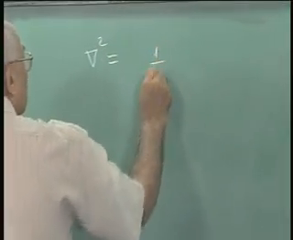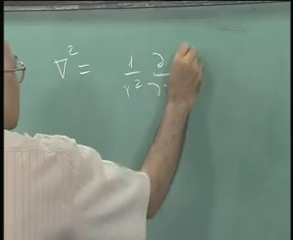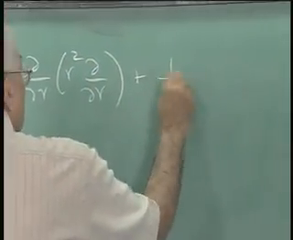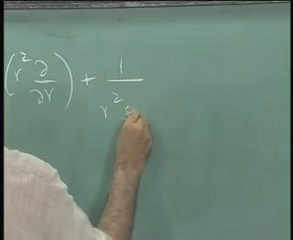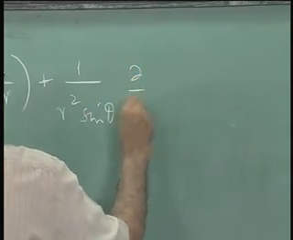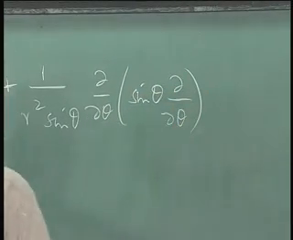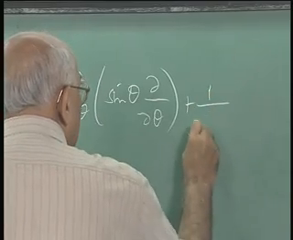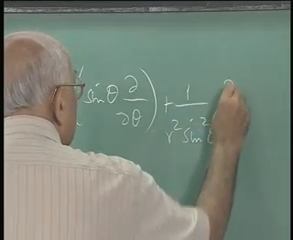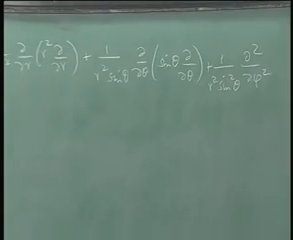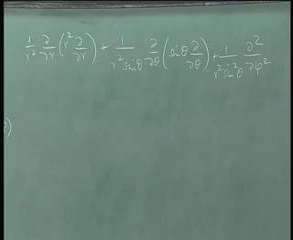This is equal to 1 over r squared ∂/∂r of r squared ∂/∂r, plus 1 over r squared sin theta ∂/∂theta of sin theta ∂/∂theta, these are standard formulas, plus 1 over r squared sin squared theta ∂²/∂phi². That is del squared written in spherical polar coordinates. This is a very common thing, a standard expansion of del squared in spherical polar coordinates.